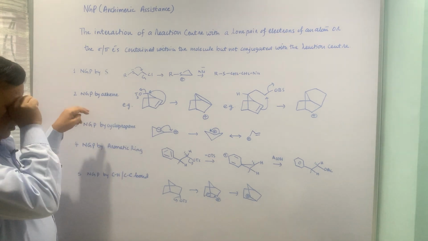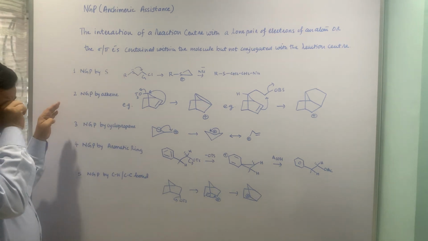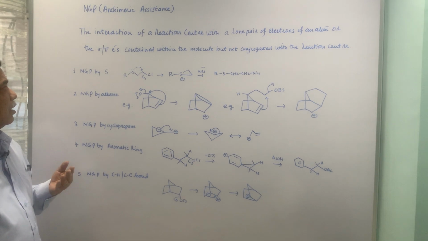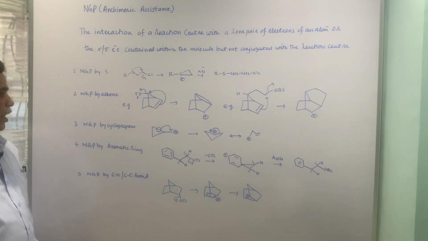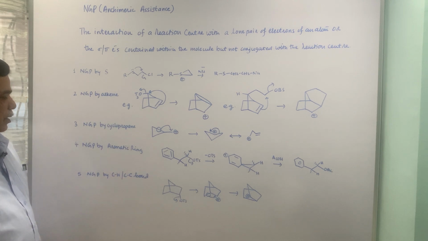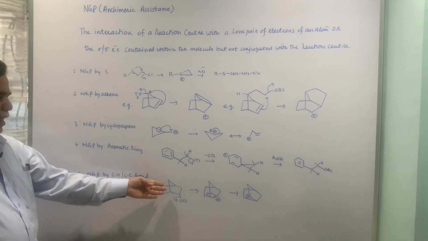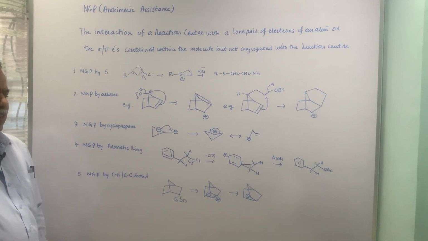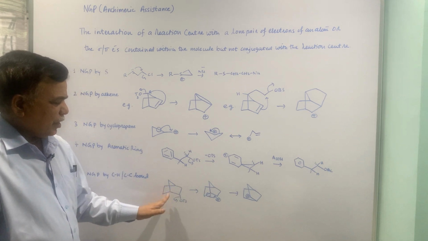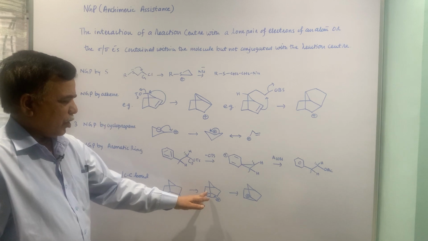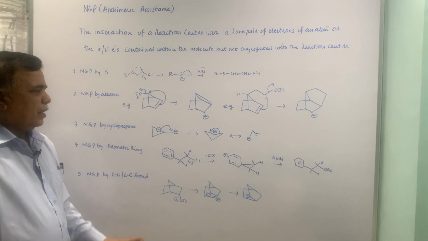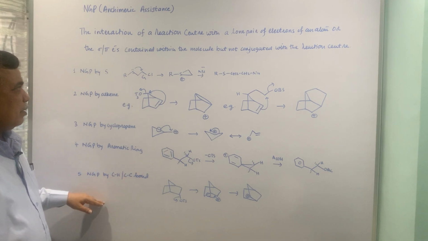Now, neighboring group participation can be by sulfur, oxygen, nitrogen. It can be through alkene, through cyclopropane, aromatic ring, and CH or CC bond in this kind of system. This is also known as non-classical carbonium ion, because here the carbon-carbon skeleton is there, and in the norbornene the sigma bond is shifting, causing the positive charge there. So, this is a non-classical carbonium ion.